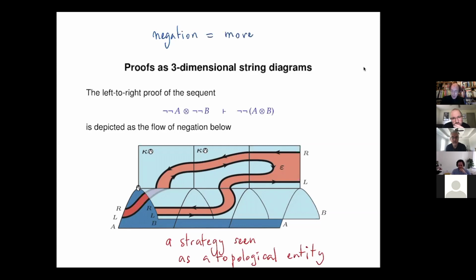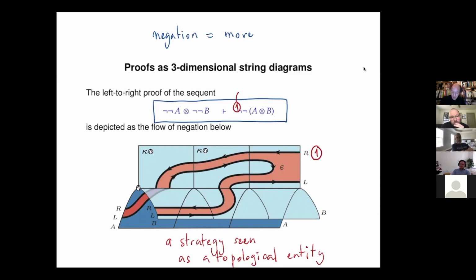Okay, and a strategy. So I will show you a little strategy that proves that double negation of A tensor double negation of B implies double negation of A tensor B. So if you look at a basic proof of that fact, you can reduce the proof to just an ordering on the negations. And the ordering is here. It's 1 here. And this is played by opponent. So each move is opponent or player. And then if you follow the negation in the proof or in the strategy here, you will get here the reaction by player, which is here. So this is 2, and this is player.